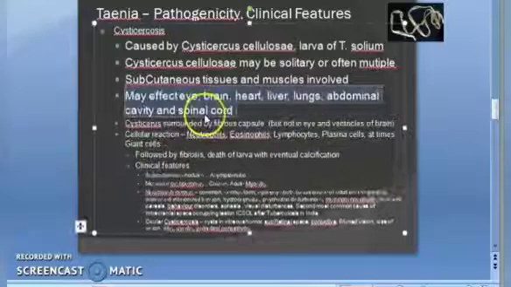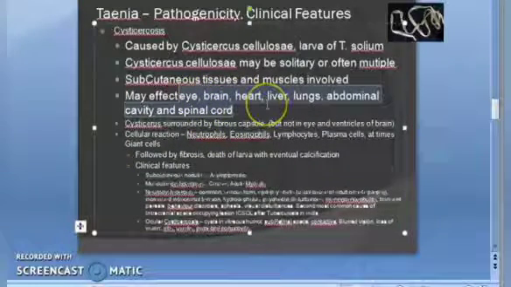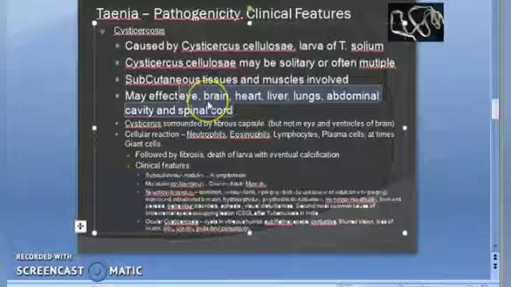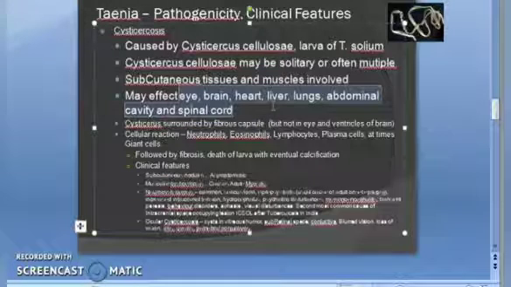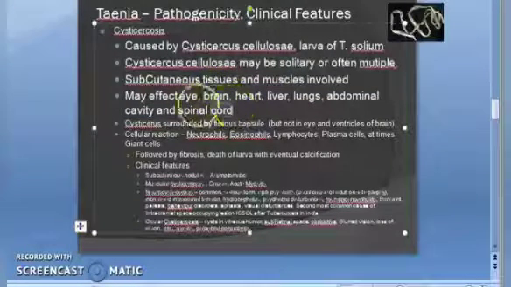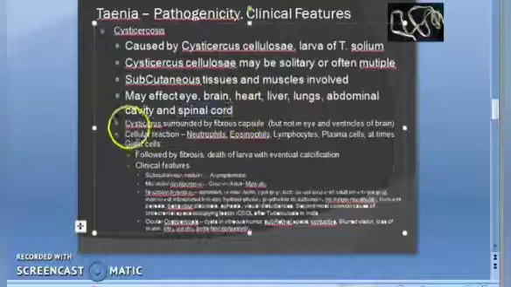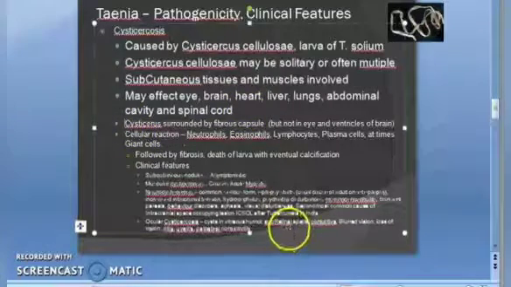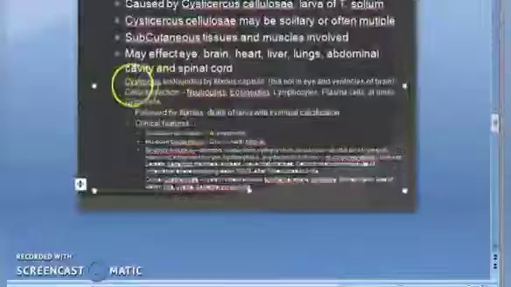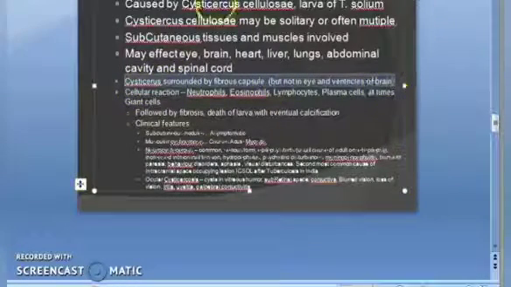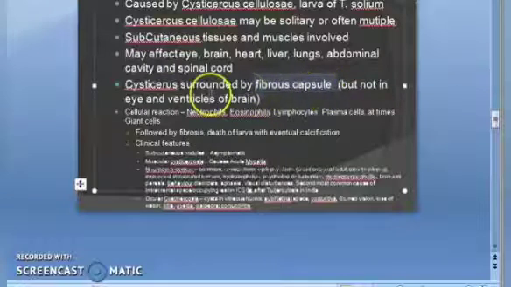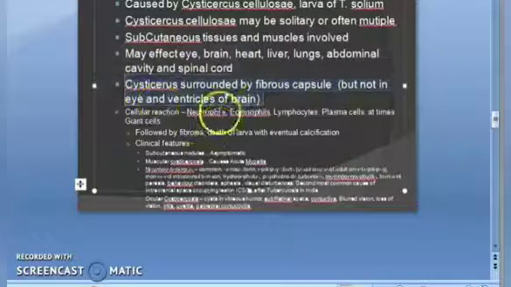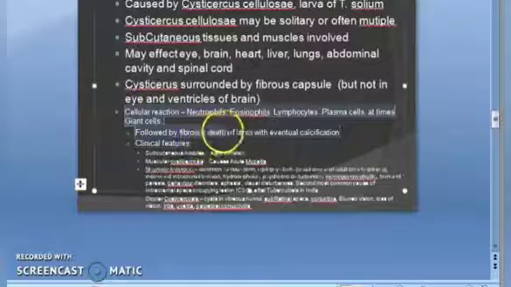What else will it affect? It can affect the eye, brain, heart, liver, lung, abdominal cavity, spinal cord. Touch each of these parts and say eye, brain, heart, liver, lung, abdominal cavity, spinal cord. The central nervous system itself is hit, with the brain and spinal cord. Now moving on here. Cysticercus is surrounded by a fibrous capsule. Usually it is surrounded by a fibrous capsule, but it is not surrounded by this capsule in the eye and the ventricles of the brain.